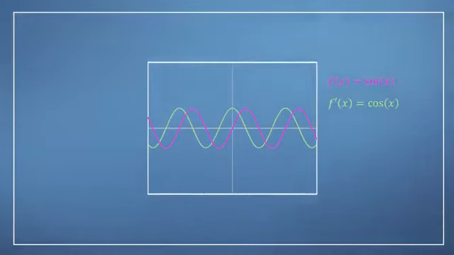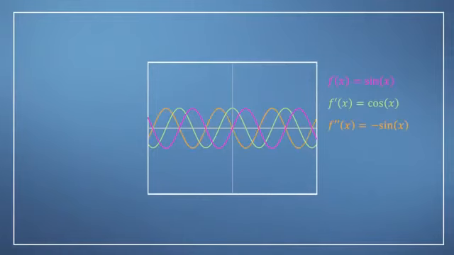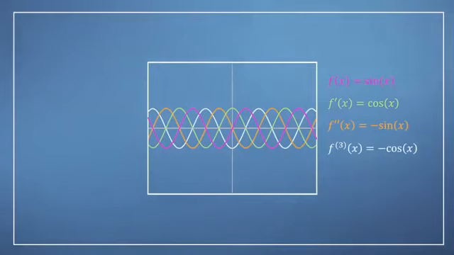Now, what happens when we differentiate cosine x? Well, actually, we get minus sine x. Differentiating a third time gives us minus cosine x, and then, amazingly, differentiating a fourth time brings us all the way back to our original function, sine x. And then the pattern, of course, repeats.